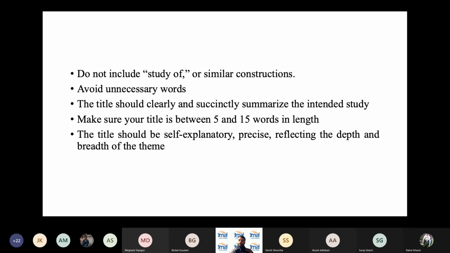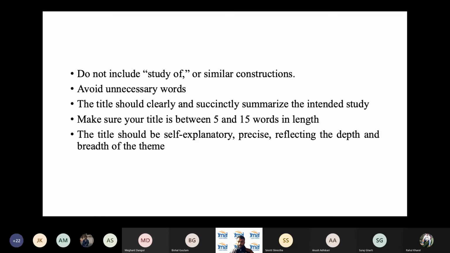There might be certain keywords that need not be used in your research, that might be restricted by your university also. But our person has not restricted this use of "study of". He has not told us that students cannot use "study of" or a similar construct while writing their title. But also it is good practice not to use it. Avoid unnecessary words.